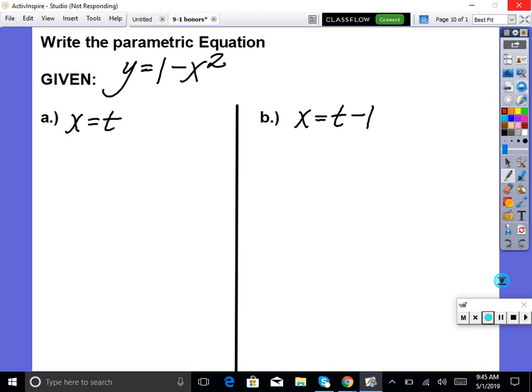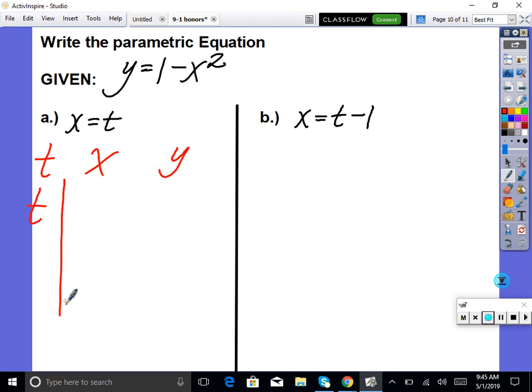Okay, this is the last example of the day, and then you'll be able to get most of the homework done in class today. So let's look how easy this one is. Write the parametric equation given that y equals 1 minus x squared. So it says x equals t. Parametric equation means we have a t, an x, and a y, where x is a function of t, and y is a function of t.